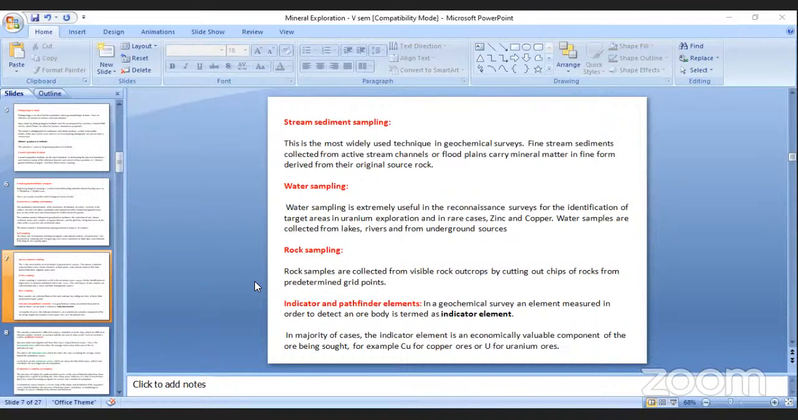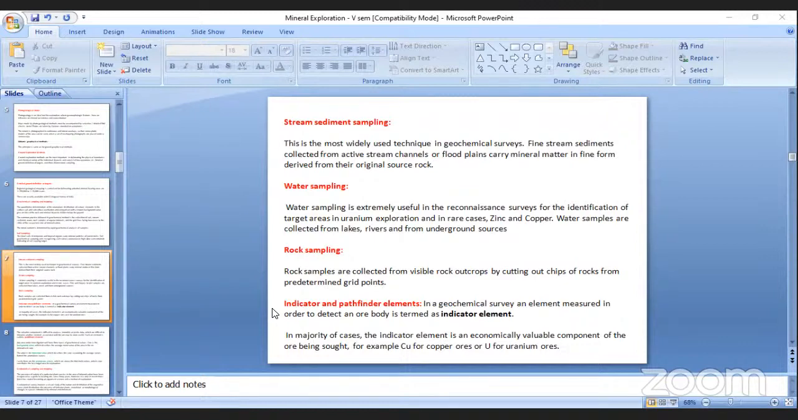But it is especially useful in mineral exploration. It is useful for uranium exploration and in very rare cases for zinc and copper mineralization. And the next one is rock sampling.